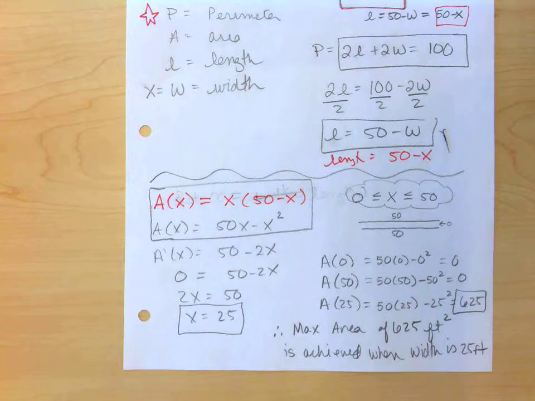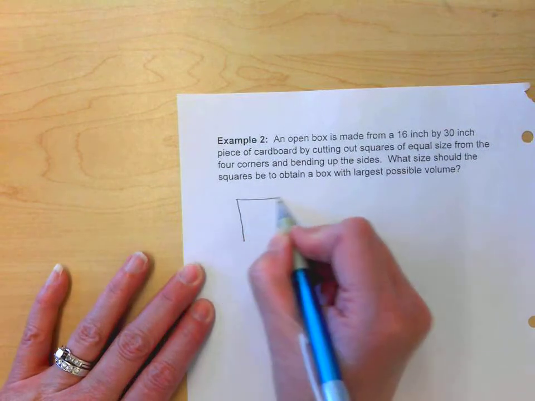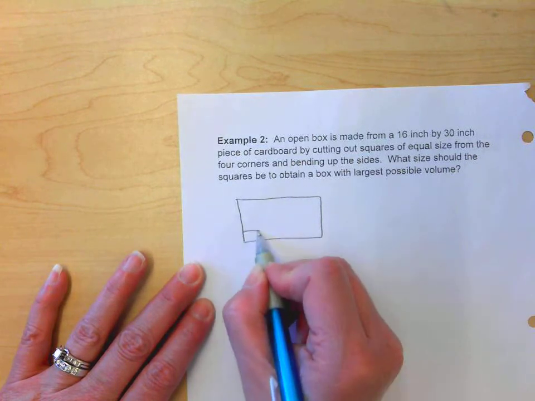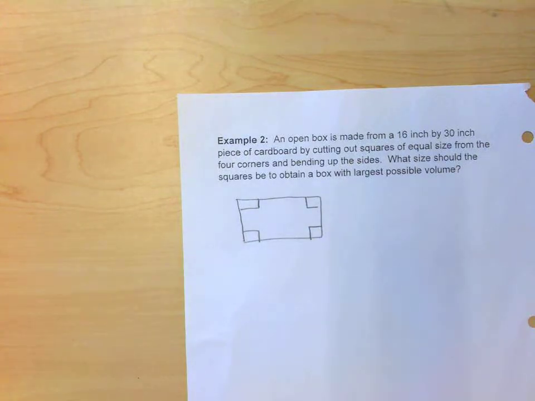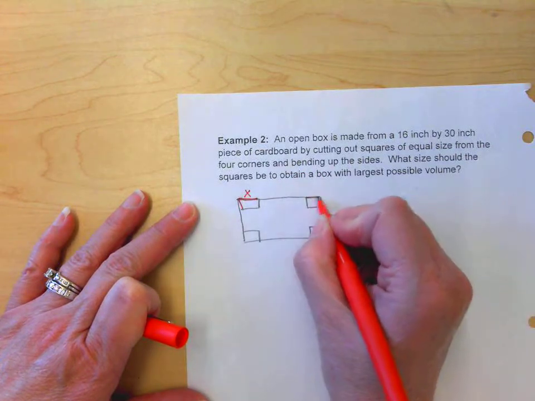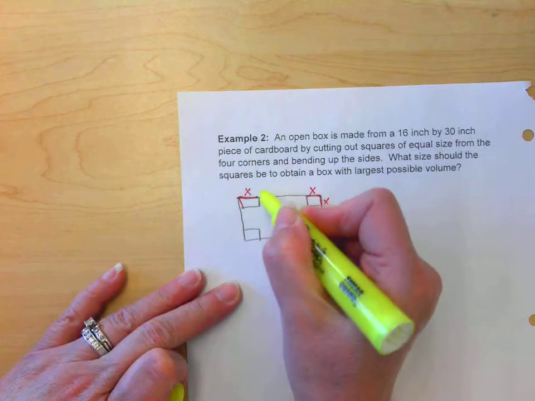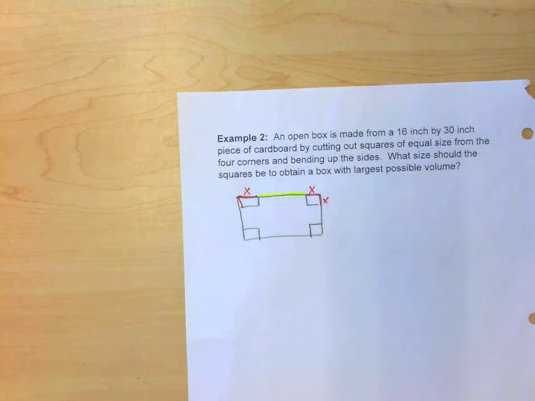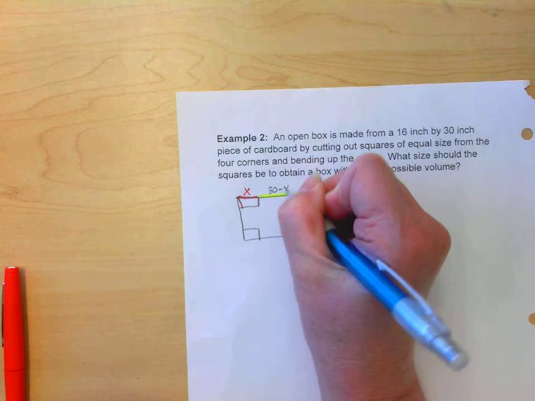Let's look at the second problem, example 2, an open top box. An open box is made from a 16-inch by 30-inch piece of cardboard by cutting squares of equal size. So notice that if I called this red distance x, then notice what's left here. If it was 30 inches all the way across, then this yellow segment will be 30 minus x.